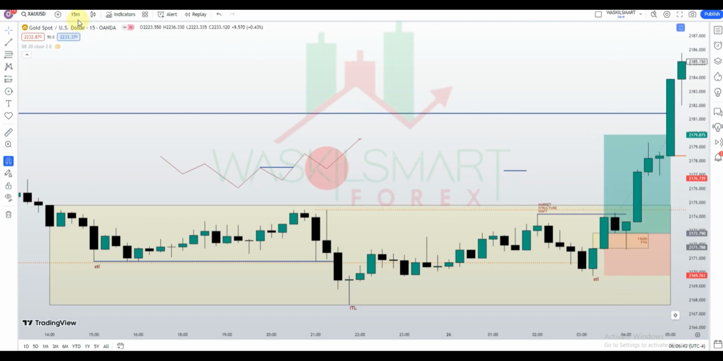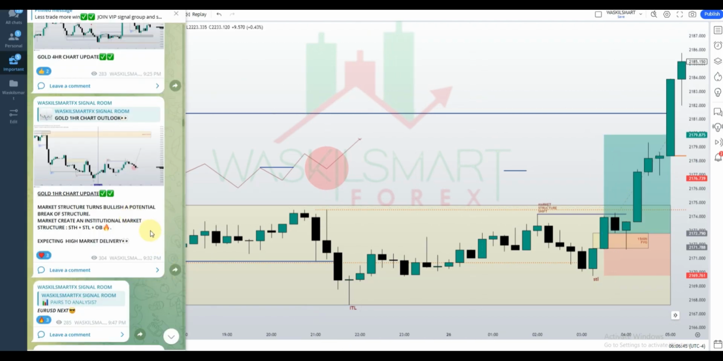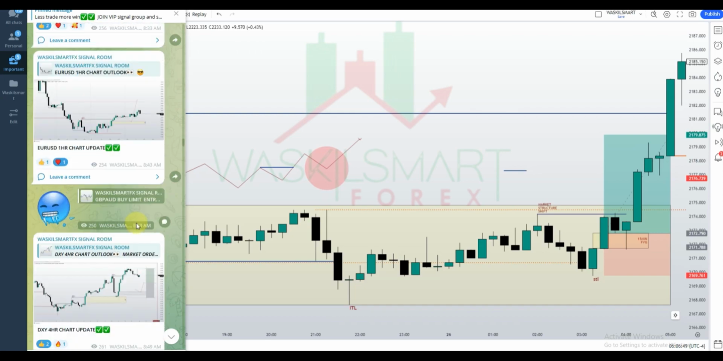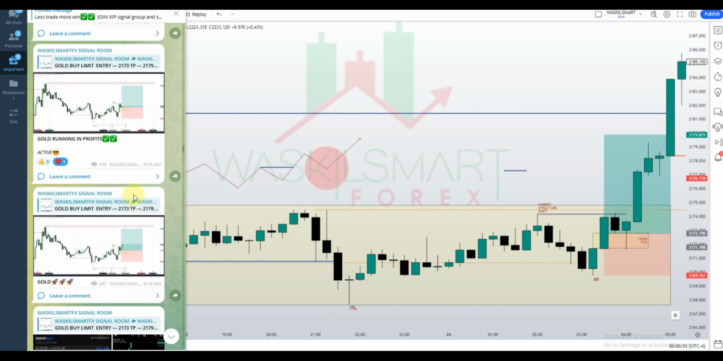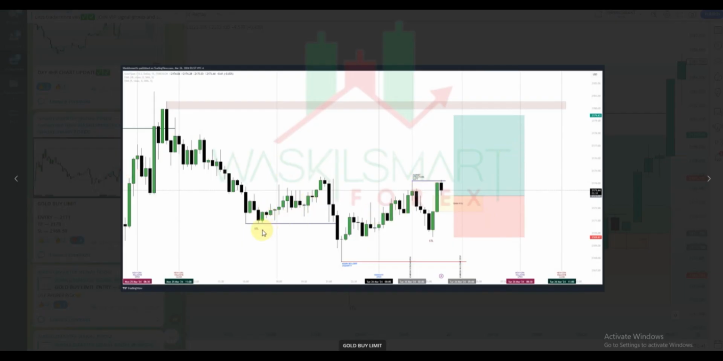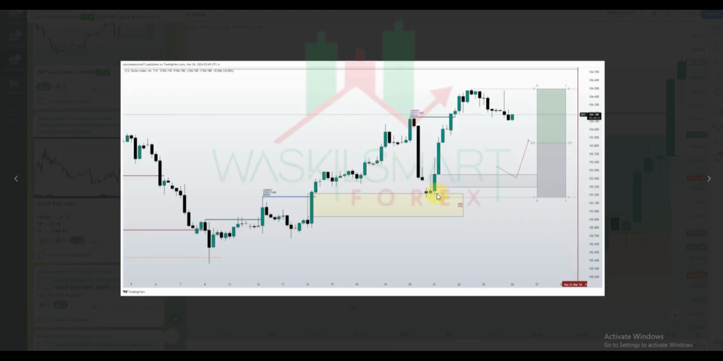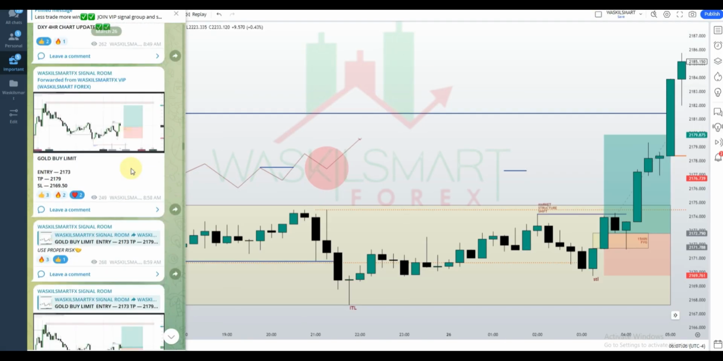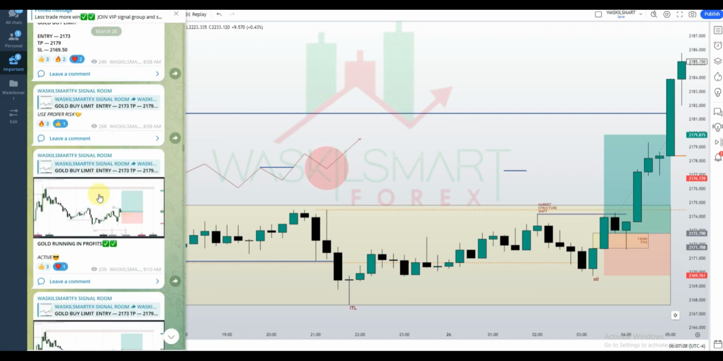So now let me show you on my Telegram. I think we traded it on Tuesday. Yeah, we traded it on Tuesday. Okay, this is it. I hope you can see the short time low, intermediate time low, short time low. You can see the fair value gap. I was expecting a buy from the fair value gap, and you can see the gold buy limit entry.